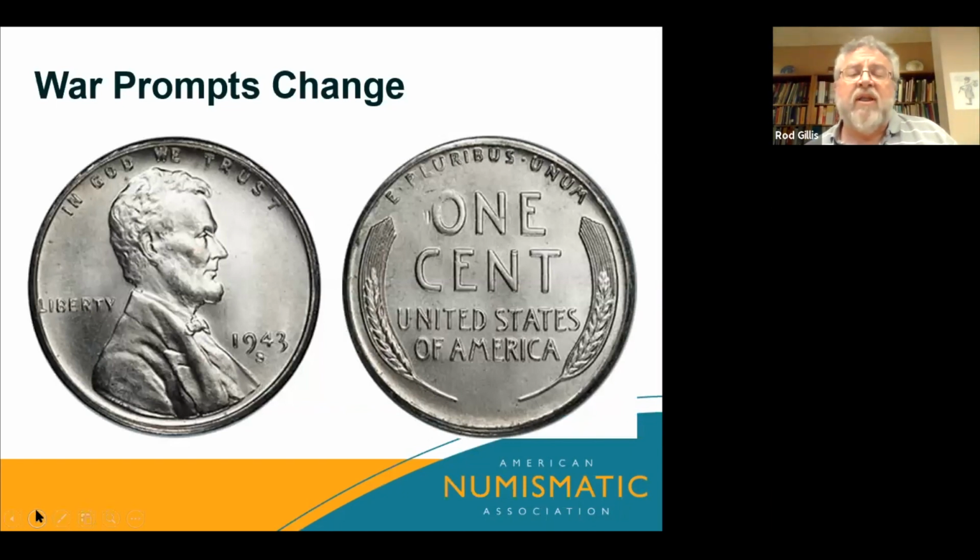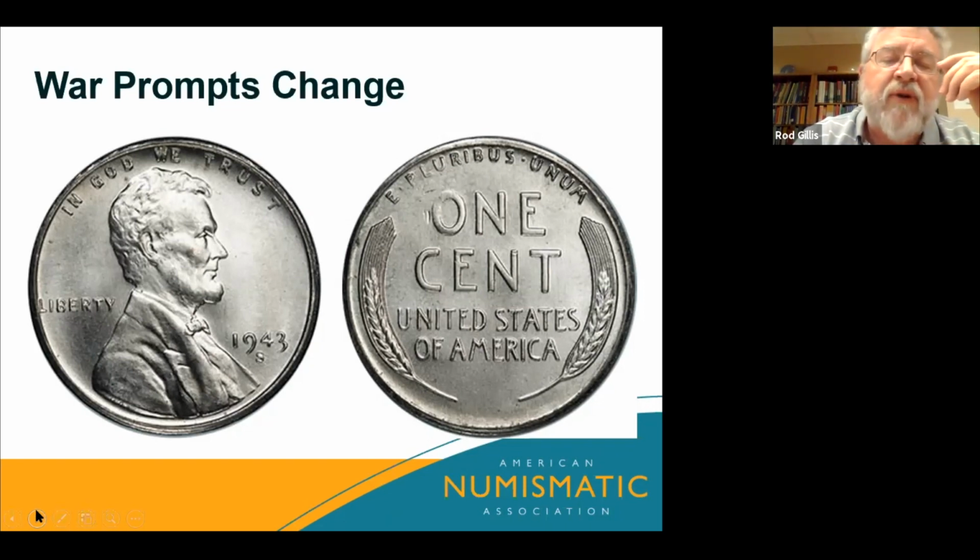Here's an example of a coin that came into existence strictly because of our involvement in World War II. And this is the 1943 steel cent. The reason that this coin was made out of steel is because during the Second World War, the United States really needed to conserve as much copper as it possibly could to use for artillery shells. And so they came up with this idea of producing our coins, principally our cents, out of steel. And so they did. They made over 1 billion 1943 steel cents.